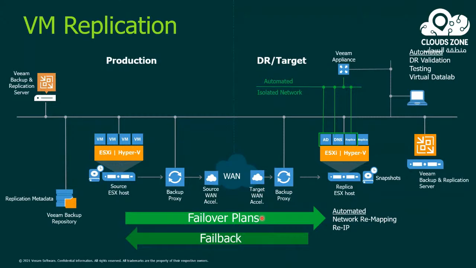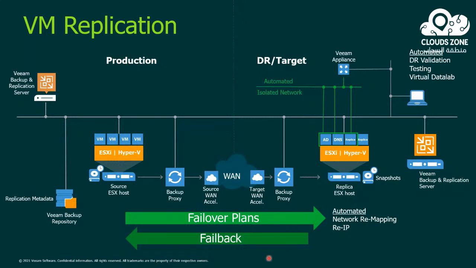So it will be up and running immediately once you fail over to it. And as well, you can use our WAN accelerator, which will help you to reduce the amount of data that needs to be transferred from your production to the DR site. And that's going to be through our global caching. So if the block has already been transferred, it will not be transferred again.